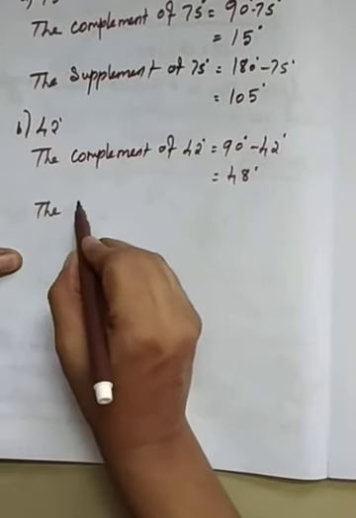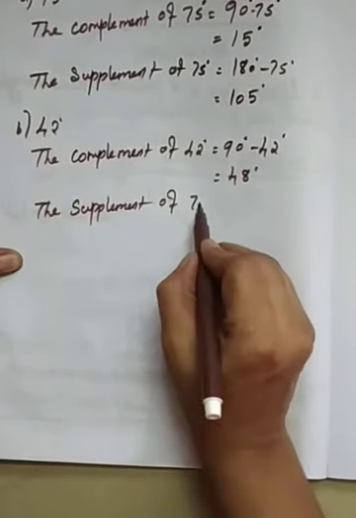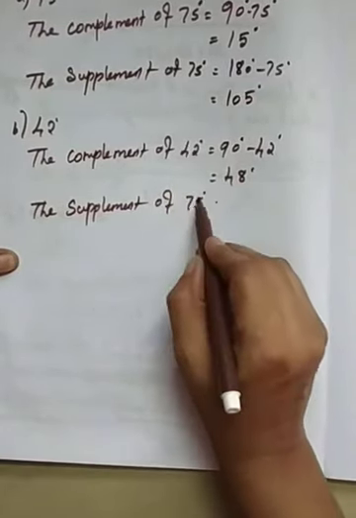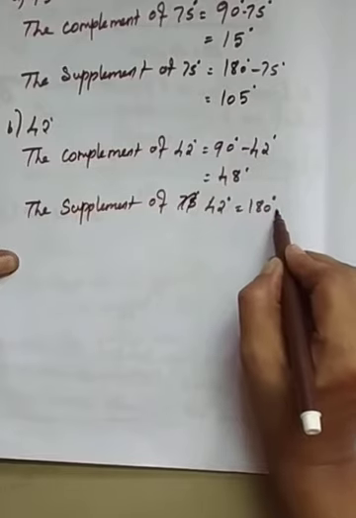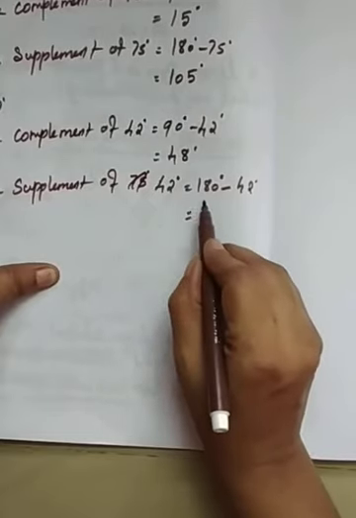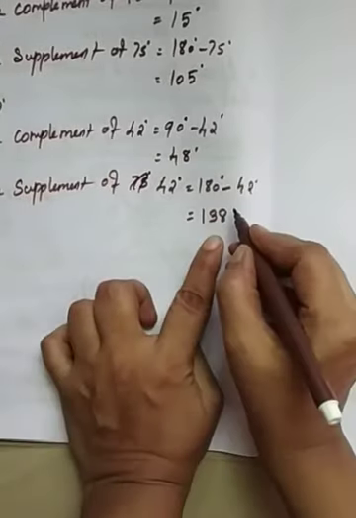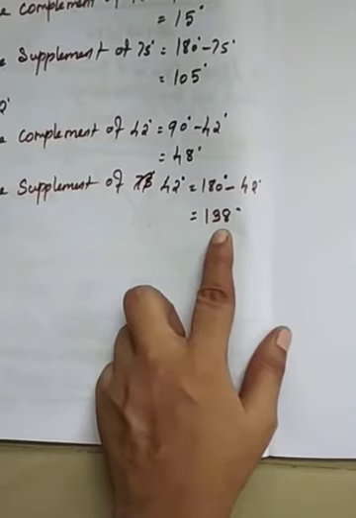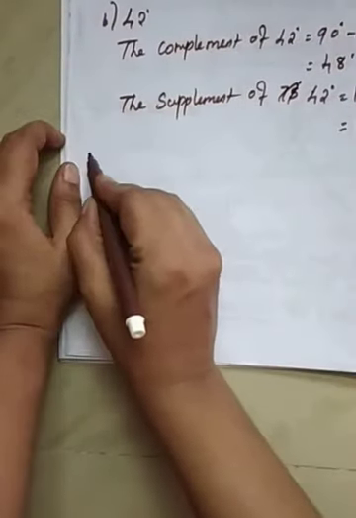Then you can find the supplement. The supplement of 42 degree. So 180 degree minus 42 degree. What is 180 degree minus 42 degree? 138. Clear? So 138 degree. The supplement of 42 degree is 138 degree. Clear? Now see the next problem.